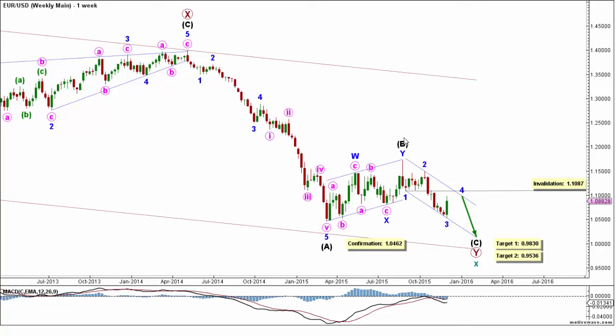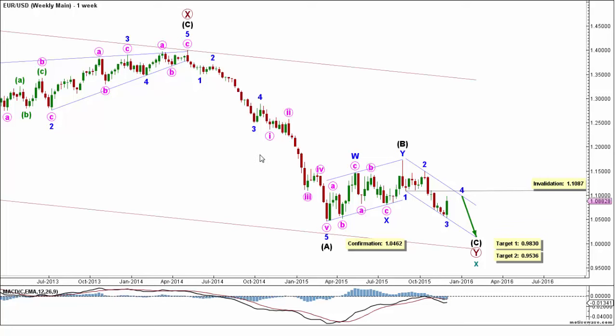Right now, intermediate wave C is most likely forming an impulse labeled minor waves 1 through 5, which will complete primary wave Y and therefore cycle wave X. This will be confirmed by movement below 1.0462. At 0.9830, primary wave Y would reach 100% the length of primary wave W. Then at 0.9536, intermediate wave C would reach 61.8% the length of intermediate wave A.